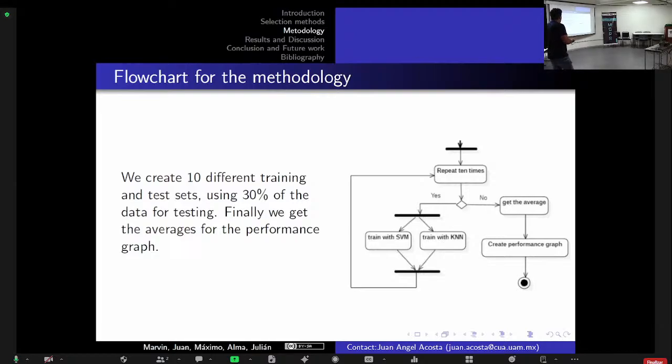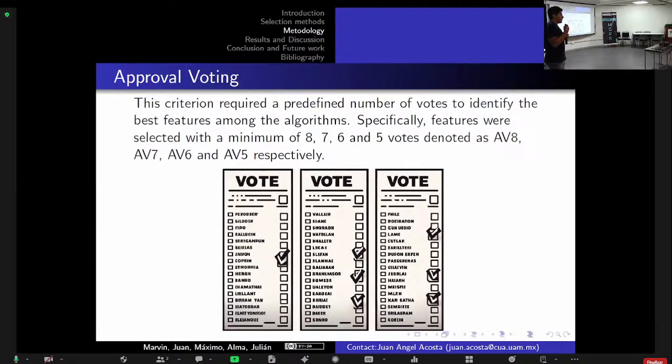To create this performance graph, I'm using voting, specifically approval voting. This is the new filter selection, because we select the filters that have a minimal number of votes, in this case 8, 7, 6, and 5 votes. Then we train the methods, in this case KNN and SVM.